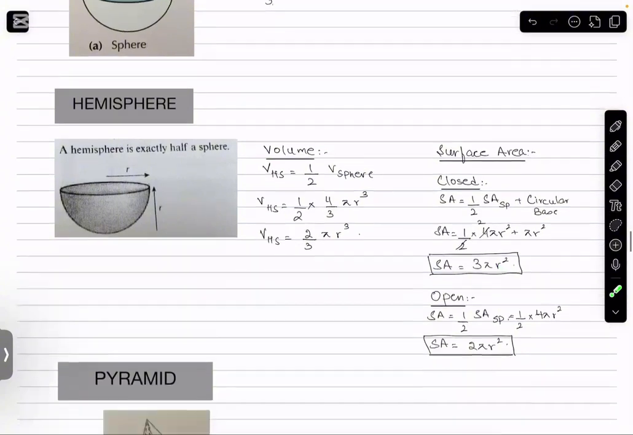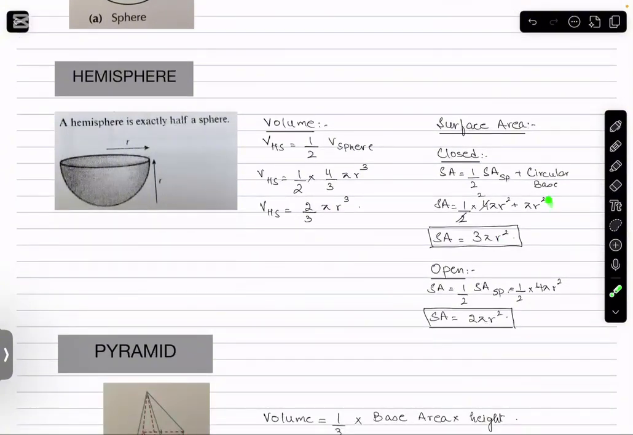I can say for a closed hemisphere, a solid hemisphere, the surface area is 3 pi r square. Whereas if it is open, obviously I will not have this pi r square. I can say that the surface area is just 2 pi r square, half of the curved surface area of the sphere, and that's just 2 pi r square.